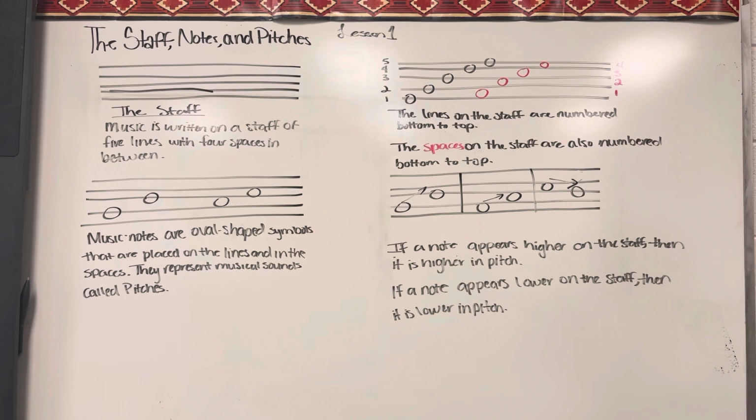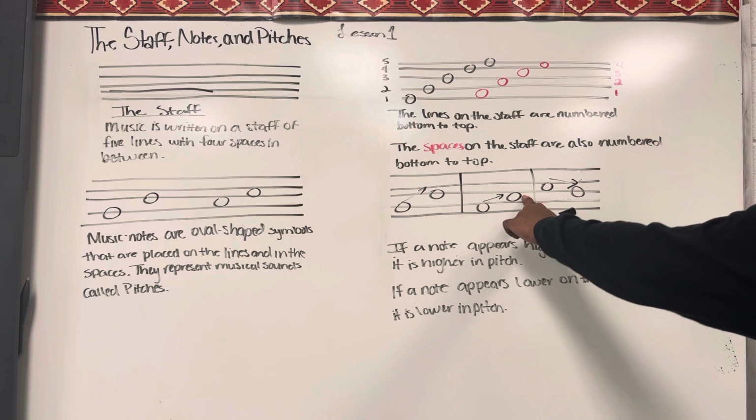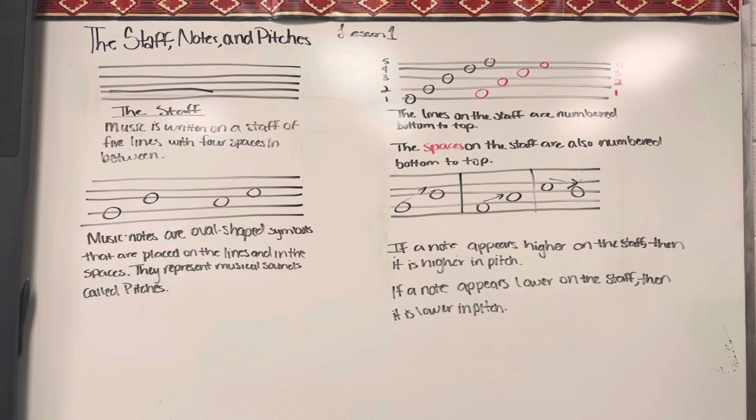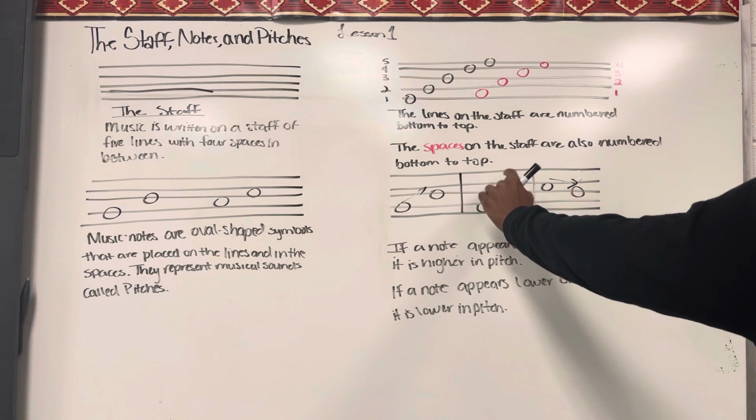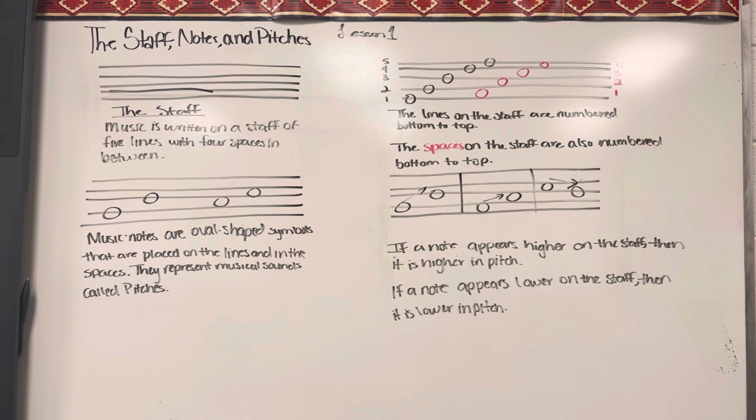Okay, your homework will demonstrate how to draw a staff. You will have to show me how to draw a staff. You will have to draw notes in specific places on the staff. So if I ask you to draw me a note on space 2, you should be drawing a note right here. Okay, if I ask you to draw me a note on line 5, it should be at the top, okay? And you should also be able to tell me exactly whether a note is higher or lower.